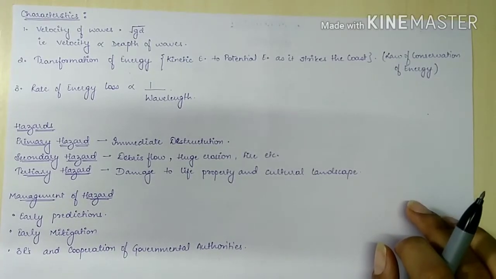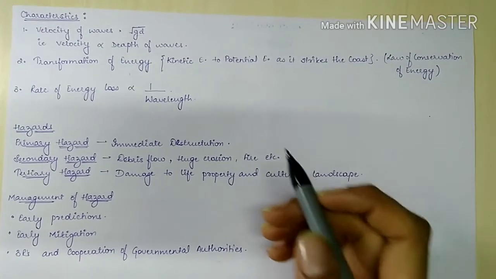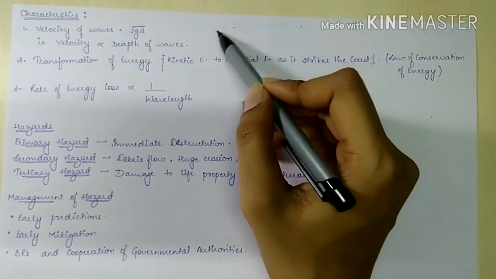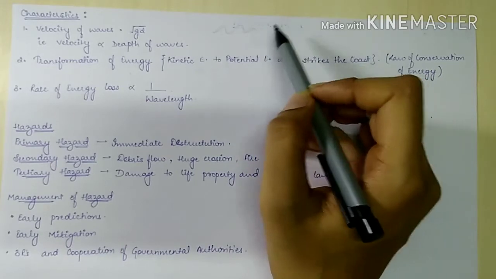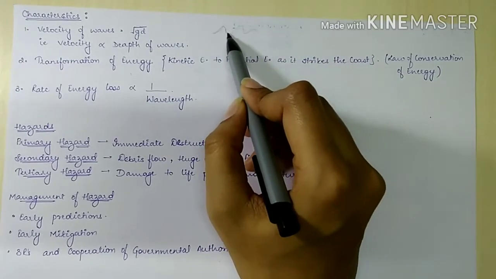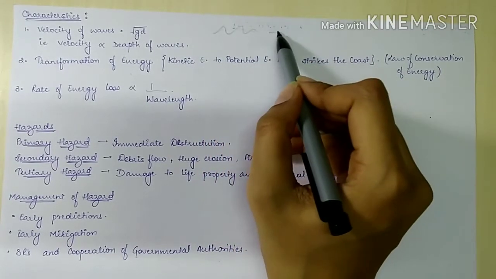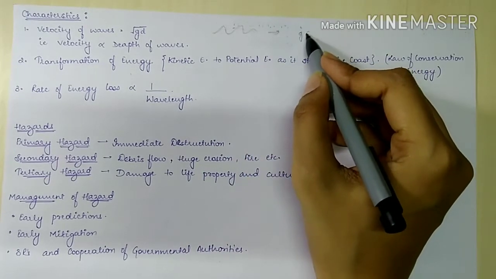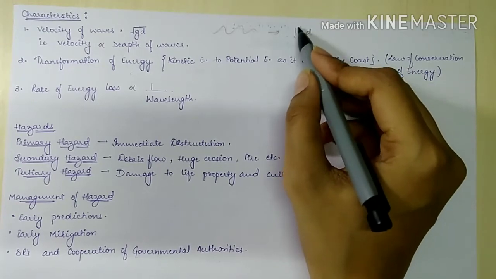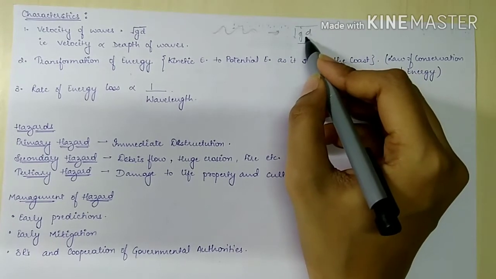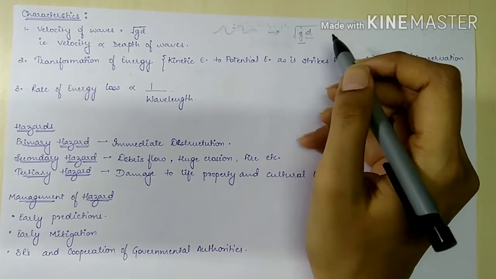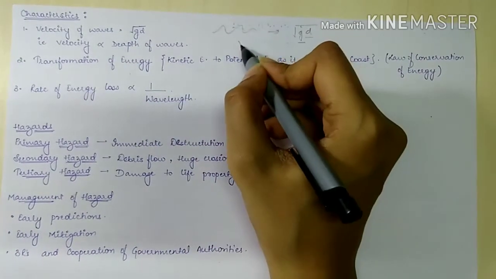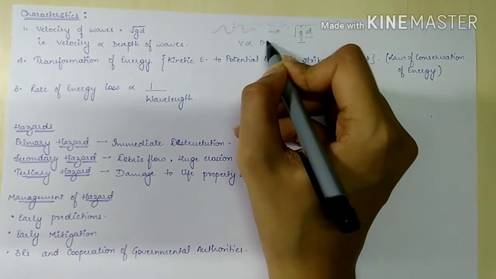So the basic characteristics of a tsunami: a tsunami is a wave in oceanic water. The velocity of waves can be calculated as the square root of the product of gravitational acceleration and the depth of the wave. With this we can conclude that velocity is directly proportional to the depth of the wave.